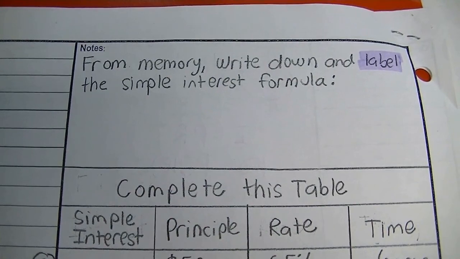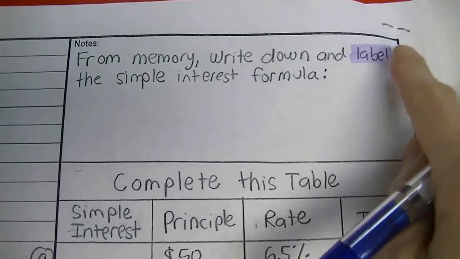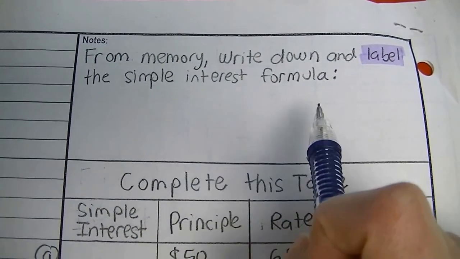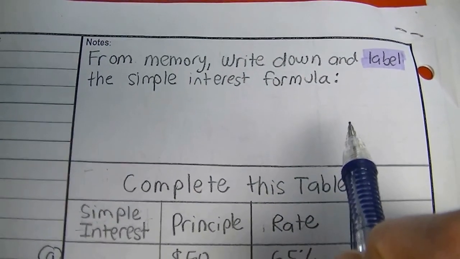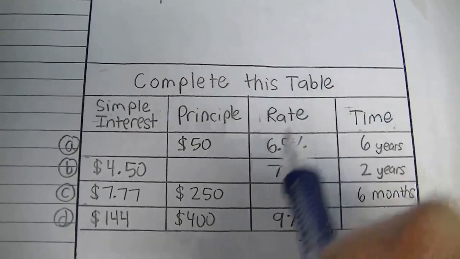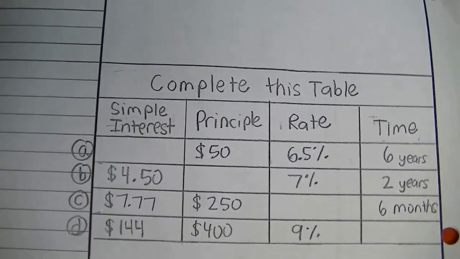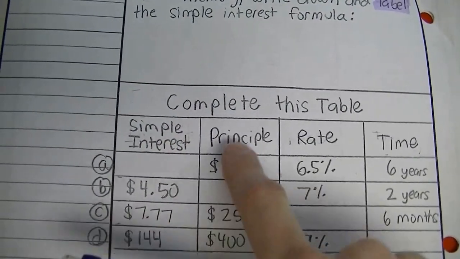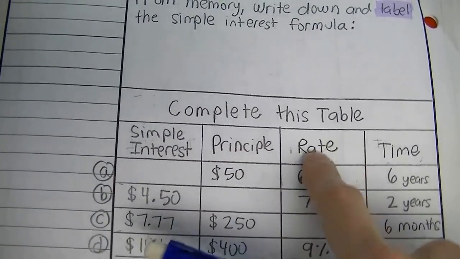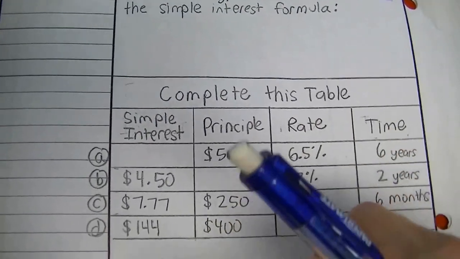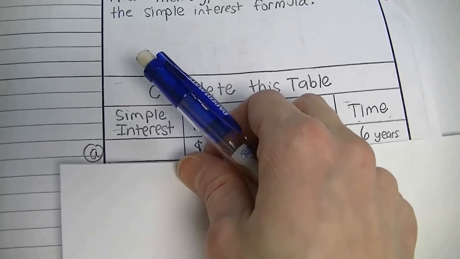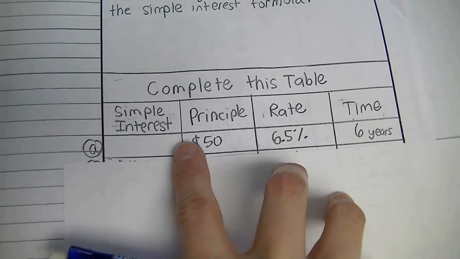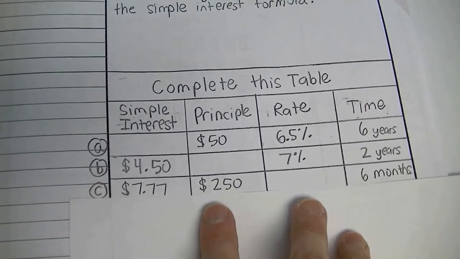All right, from memory, I want you to write down and label the simple interest formula. So write down what the formula is and label it, okay? All right, now we're going to complete this table. So here's how you read this table. This first column should have the simple interest. Second column is the principal. Third is the rate. And the fourth column is time. So if it helps you can cover up that, so you can just focus in on each row at a time, okay?